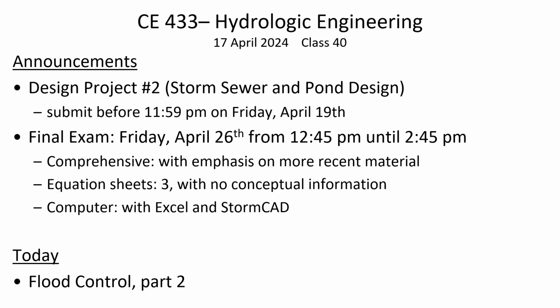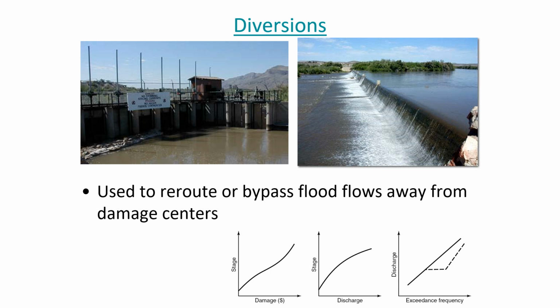We're going to continue talking about flood control measures and different ways that both structural and non-structural measures can be used to reduce the risk of economic damage due to flooding. So where we left off last time was talking about diversions, and the way that they change these 3 figures is for a certain flow rate, for a certain exceedance frequency, the flow rate isn't increased through the main channel.